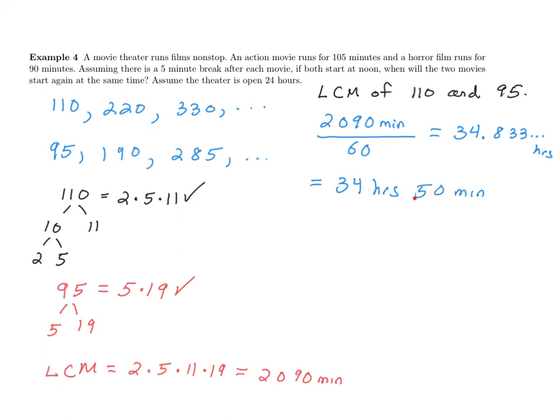Where this 50 came from was I took this decimal and I multiplied it by 60. So I just did that right in my calculator. I saw it was very close to 50 minutes, and so I called it 50 minutes.